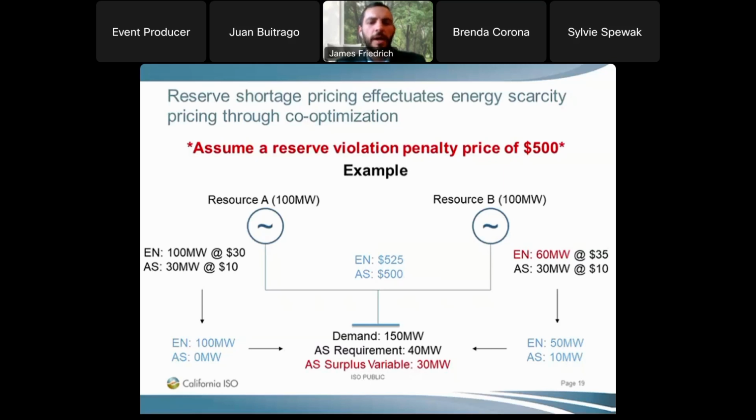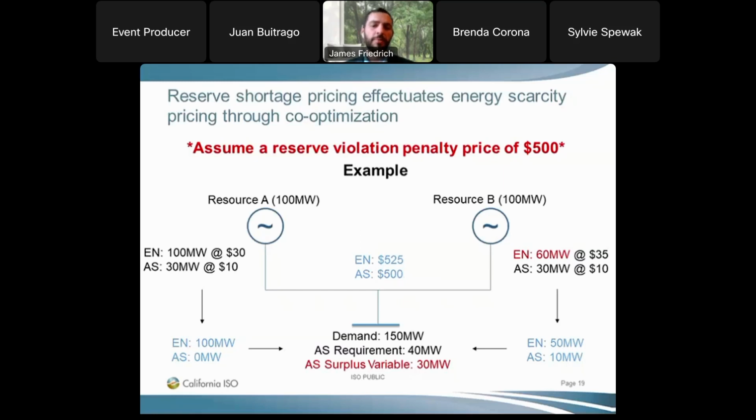And at the very top, I have in bold: assume a reserve violation penalty price of $500 in this case. So that means that for this 30 megawatts AS surplus variable, it comes out of a penalty cost of $500 per unit. Okay, so now let's talk about the prices.